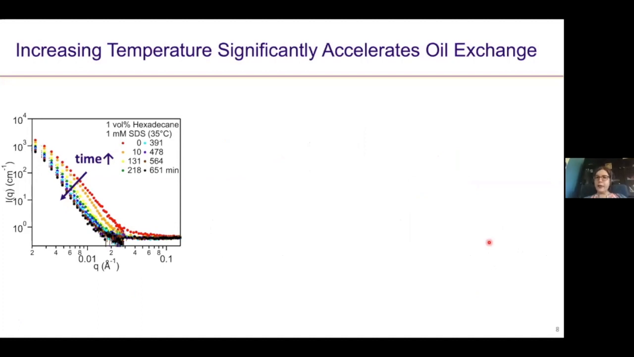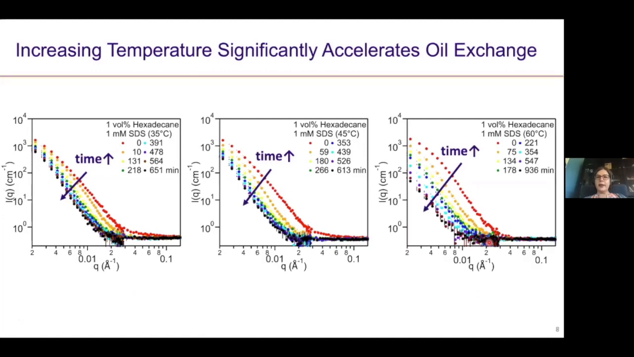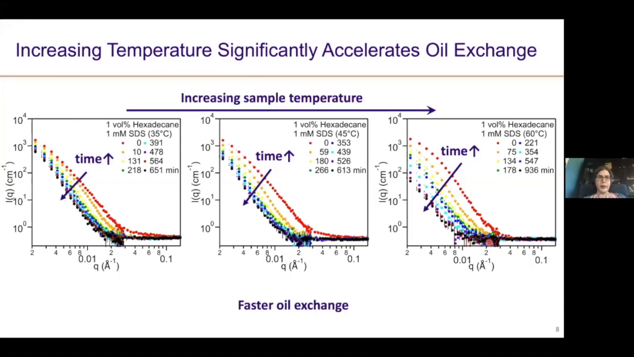Well, you would imagine that as you increase temperature, the acceleration of the transport would actually happen because molecules become more soluble, their kinetic energy also increases, and this facilitates the movement of droplets and also of single molecules across all of the system. And this is exactly what we see. We see that there is an acceleration, at least qualitatively at this point, of the transport as we increase temperature. So increasing temperature increases the oil exchange rate.